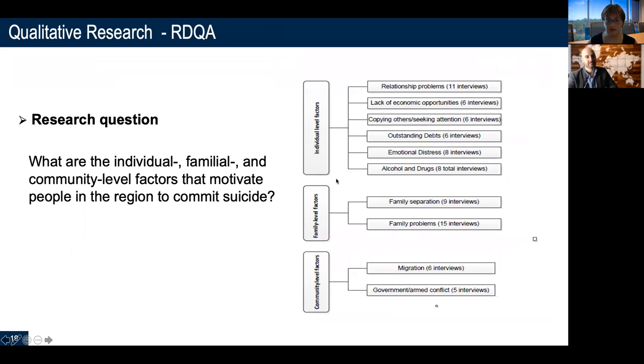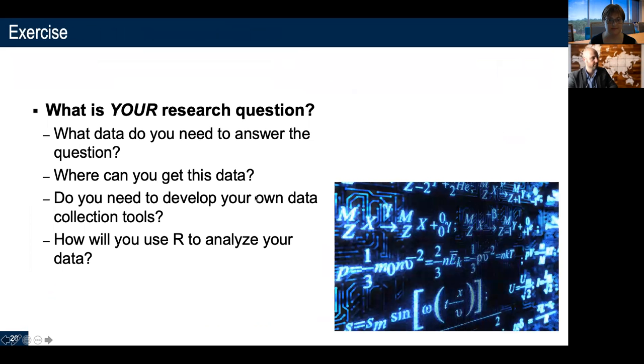Just to show the results, this is our results graphic that we presented for our final report. And then we will be sharing this presentation so you will see what kind of results we produced.